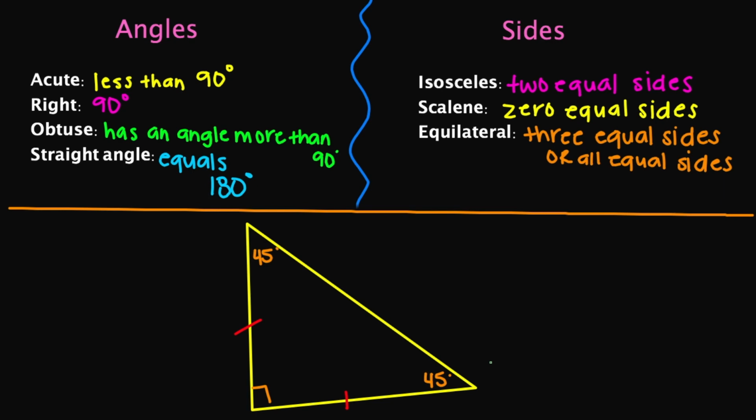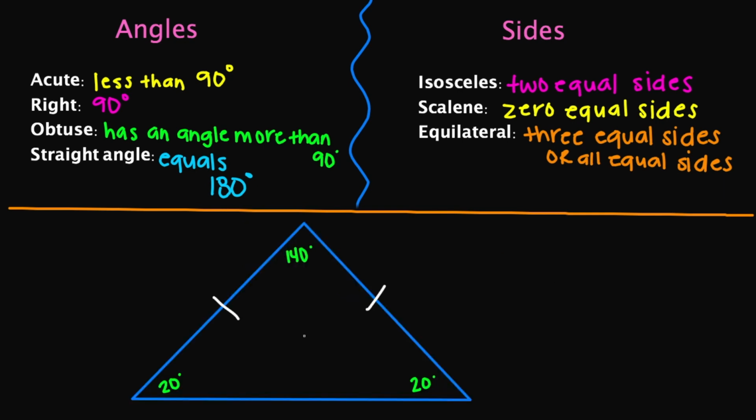Let's look at this example here. If I'm classifying by the angles, I have 90 degrees, 45 degrees, and another 45 degrees. Since I do have a right angle, this is going to be a right triangle so far. Now, this is not an acute triangle, remember, because an acute triangle is when all angles inside are less than 90 degrees. Now let's look over at the sides. Notice that I do have two indicators letting me know that I have two sides that are equal. Since I have two equal sides, this is going to be an isosceles triangle. So if I combine the two, this is going to be a right isosceles triangle.